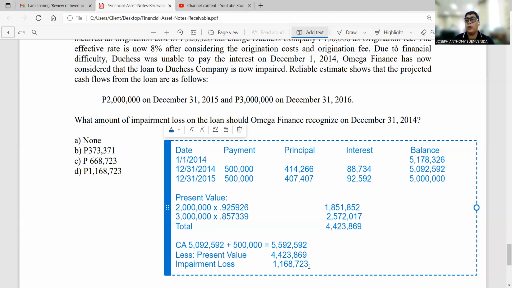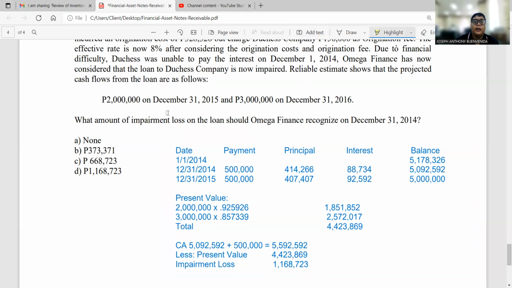So ang impairment loss nga pag-i-recognize on the financial statement of December 31, 2014 is the 1,168,723. Okay, letter D.